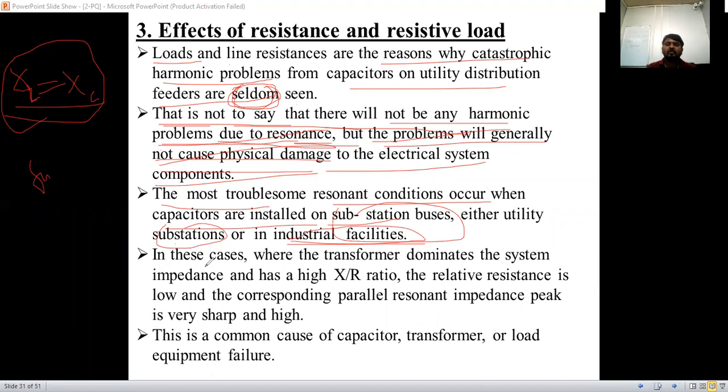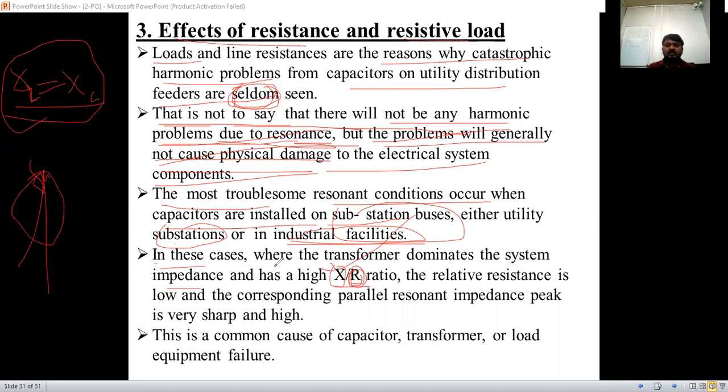In these cases, the transformer dominates the system impedance and has a very high X by R. X by R is nothing but the reactance by resistance ratio. Now, if X is high or the resistance is low, on that condition this ratio will be very high. The X by R ratio will be very high because of the low resistance. So if the resistance is low, that will give a very high peak value. Suddenly the current or voltages are going to increase.